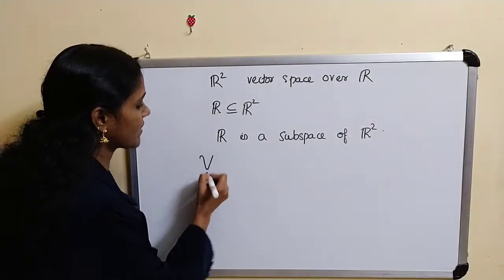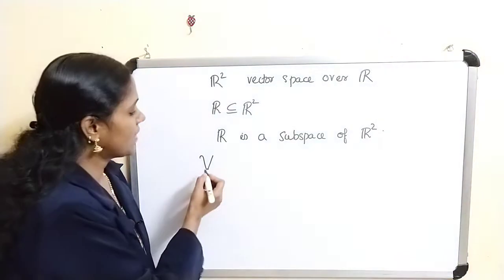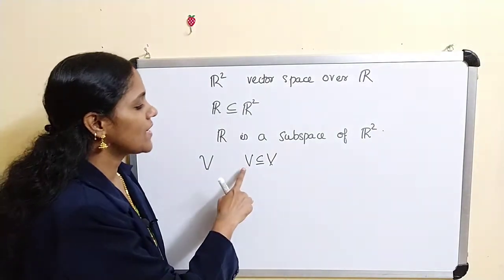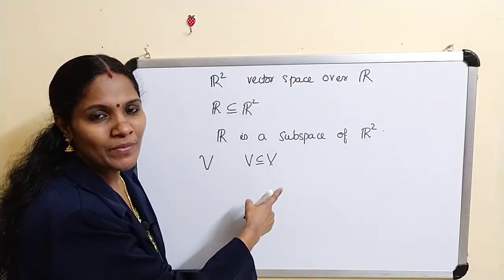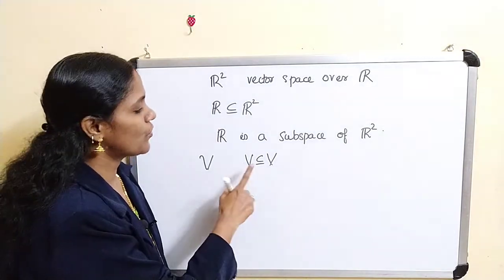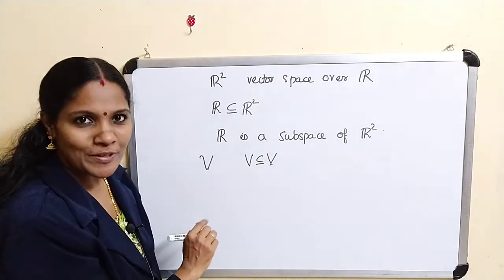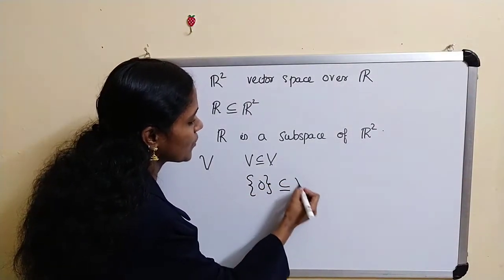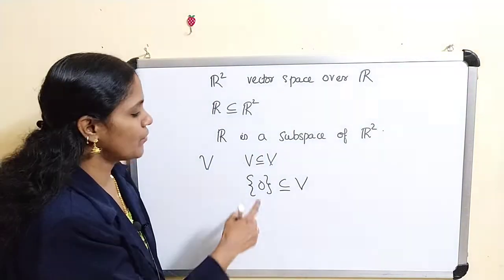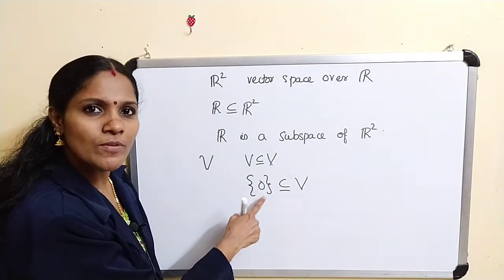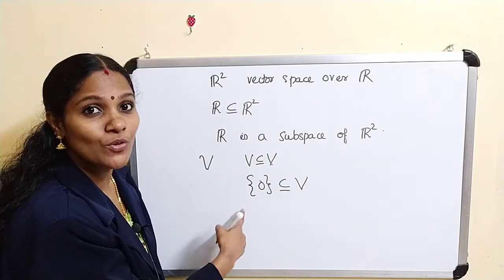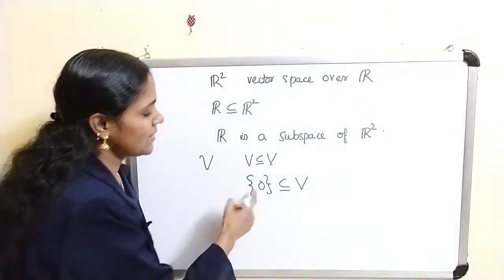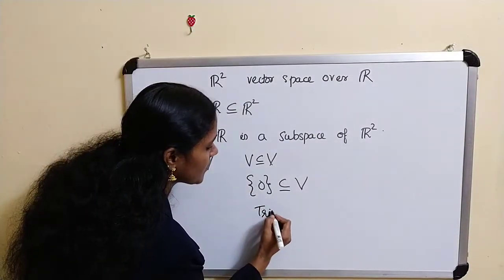Now if you consider any vector space V, clearly V is a subspace of V. How? Clearly V is a subset of V and V itself is a vector space, therefore V is a subspace of V. Also if you consider the singleton set {0}, clearly this is a subset of V. If you add these two elements, 0 plus 0 is again 0, and any scalar C into 0 is 0. Therefore clearly {0} is also a subspace of V, and this subspace is called the trivial subspace.